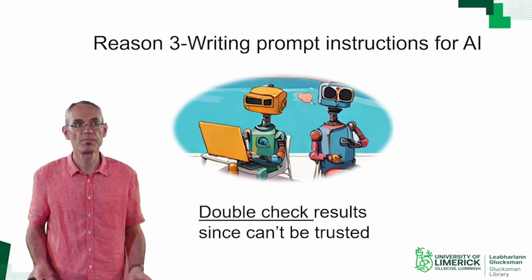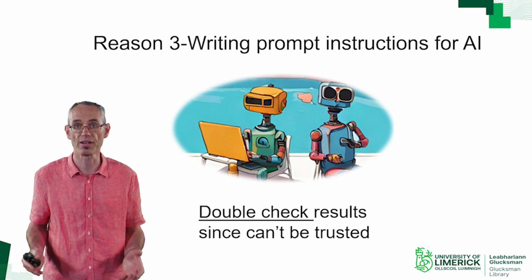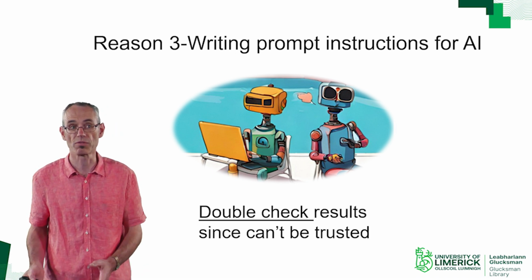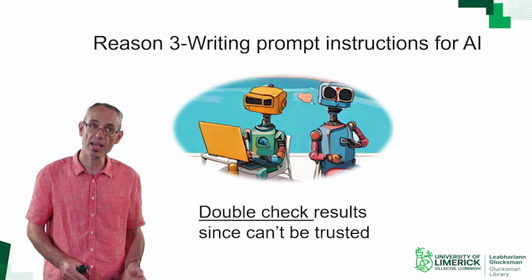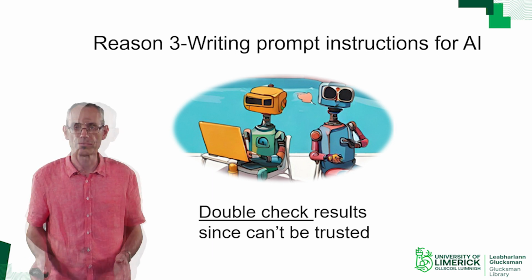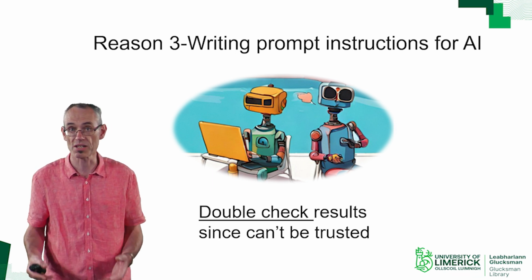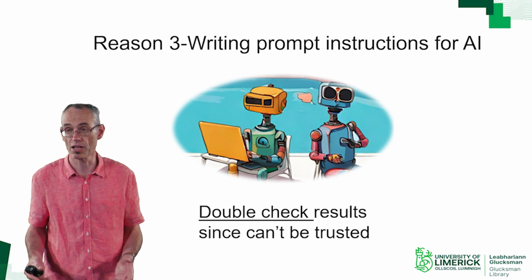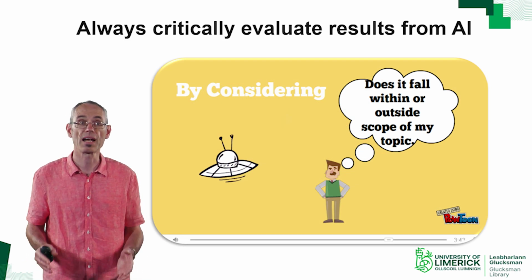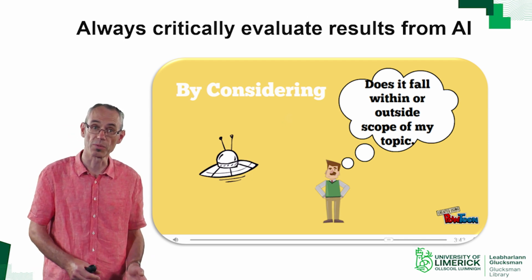Now, the third reason is keywords are important when writing prompt instructions for AI, because if you don't use appropriate keywords, you won't get the correct information. Now, the other thing to remember about AI is that it can't be trusted, because if it doesn't know the answer to your question, it'll make up false information, which is known as hallucinations. So always critically evaluate results from AI by considering, does it fall within the scope of my topic, or is it outside the scope of my topic?